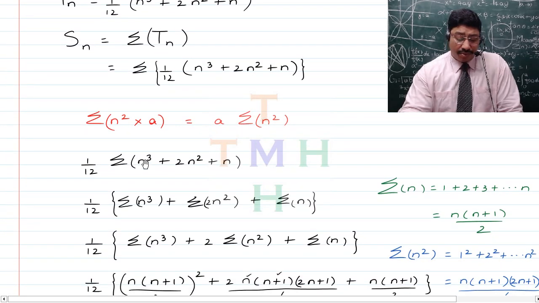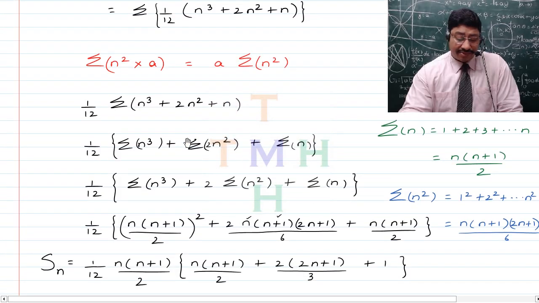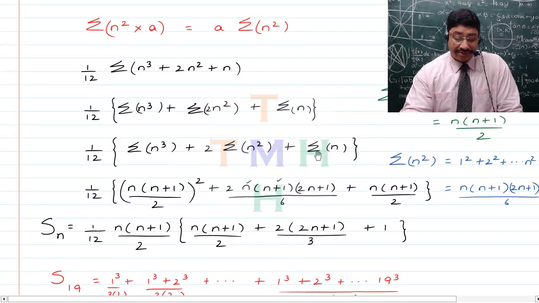So we have this 1 upon 12 which is going to be kept outside, and inside we have sigma n cube plus 2n square plus n. Now further, when you solve this out, this becomes equal to sigma n cube plus, again we will have to take this 2 outside from sigma n square, and this is how the notations are going to be.